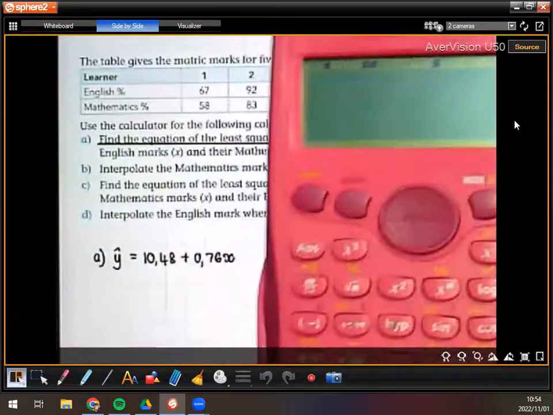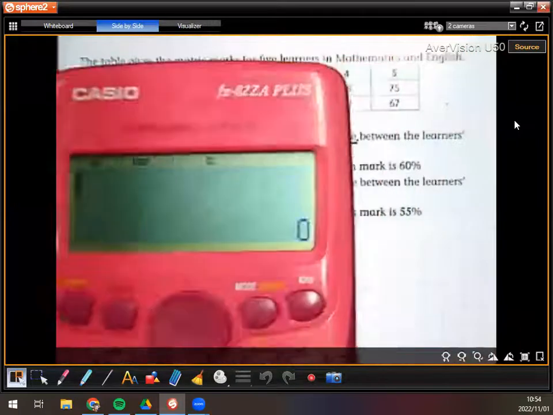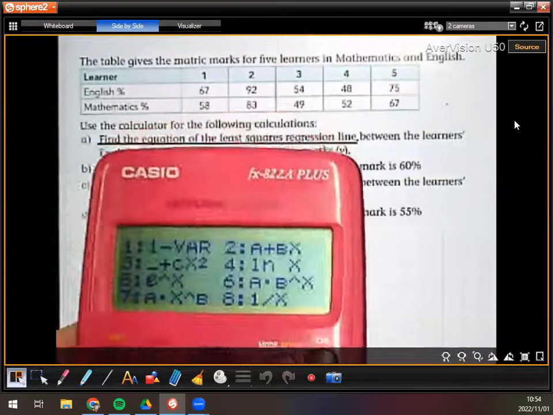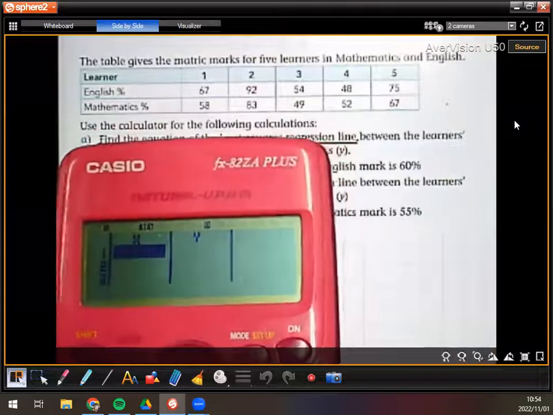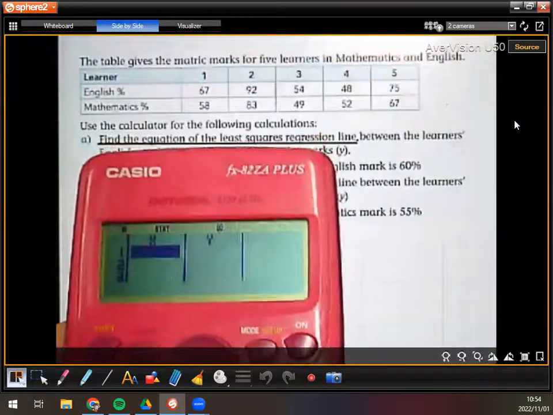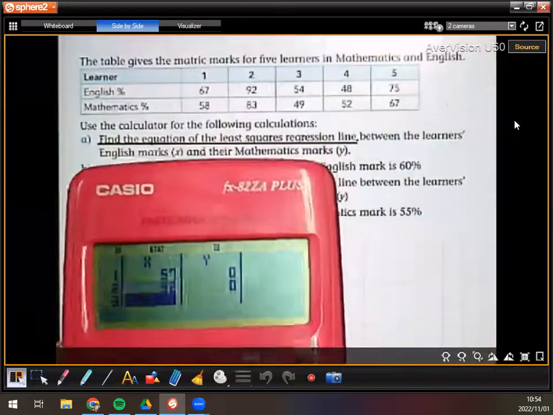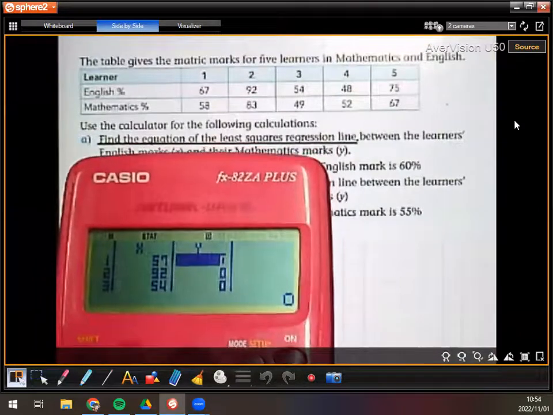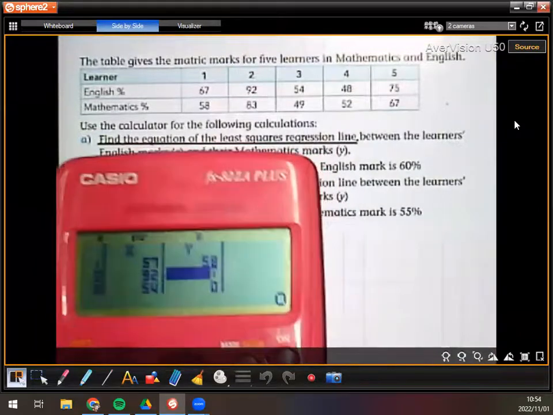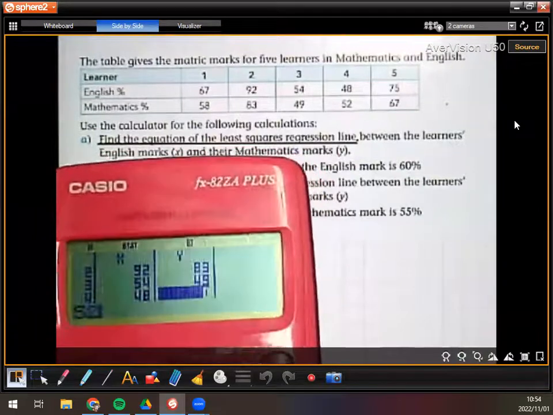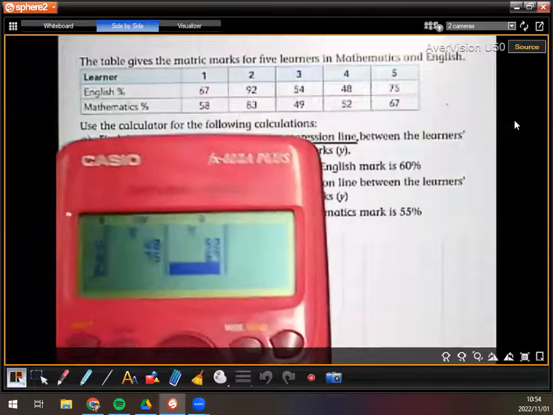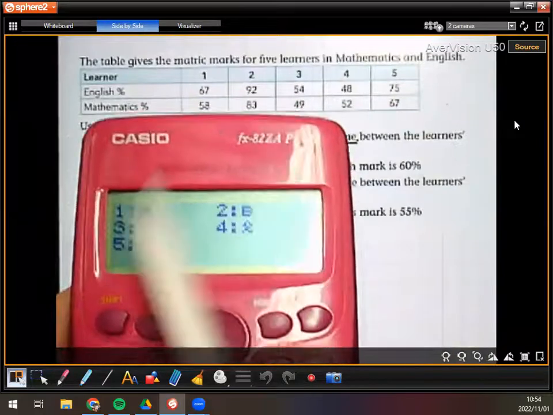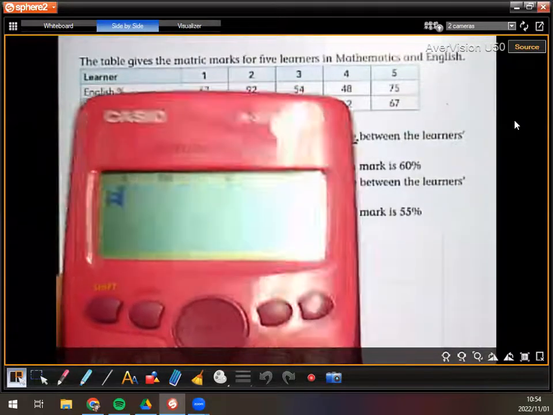I'm just going to do the steps as well. Remember you press mode and then whatever option you have with that. Then we're going to press A plus BX. Now you must fill in all your English marks. So I'm just going to do those. And once you've done all of those, you're going to put in your maths marks. Then press AC, Shift 1, 5 for regression. You want your A value first, so you press 1 and then equals.